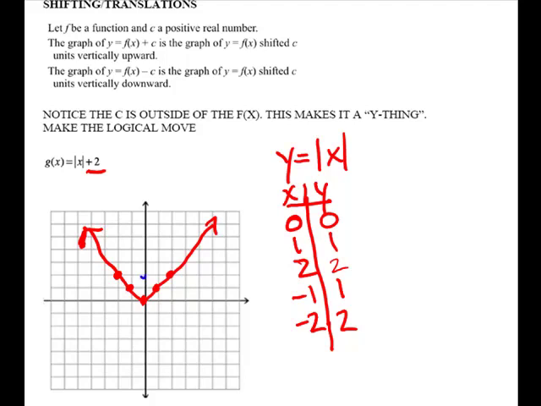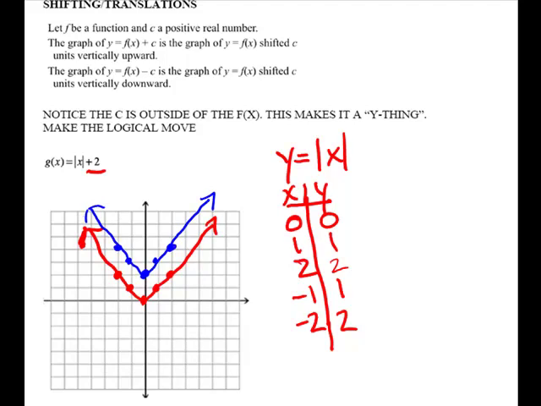That's why you want to be able to see your points on there. This one is going up 2. This one is going up 2. This one's going up 2. This one is going up 2. And that graph will look the same. It is just moved up 2 spaces.